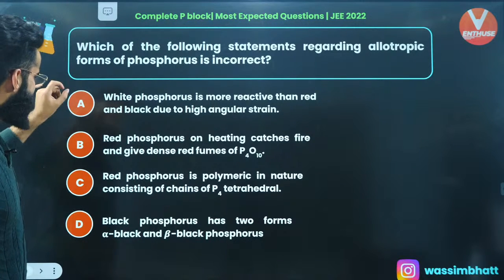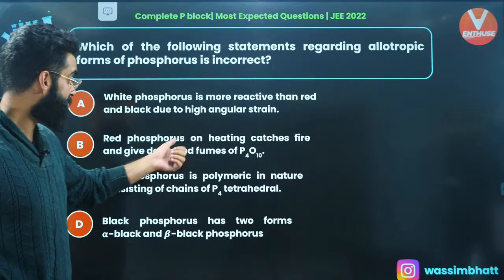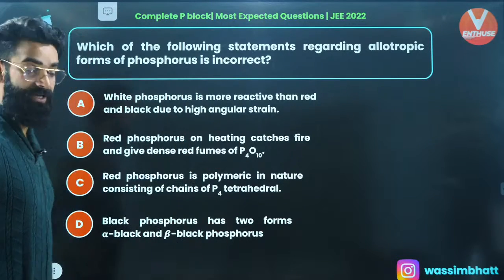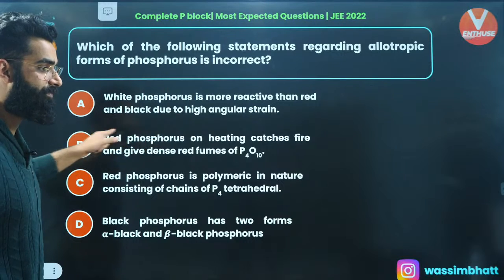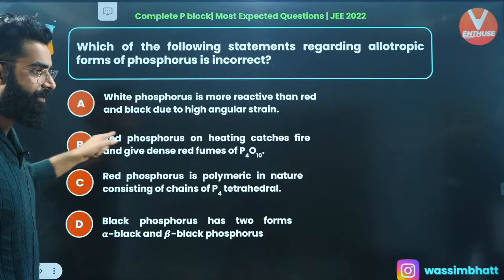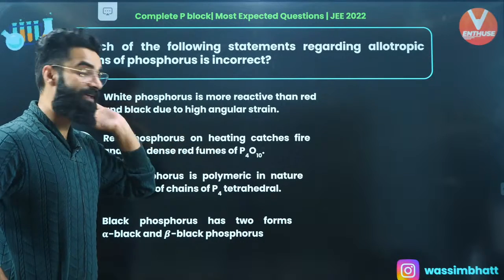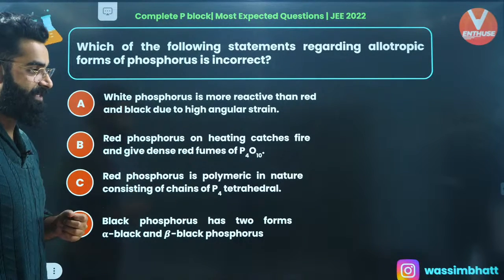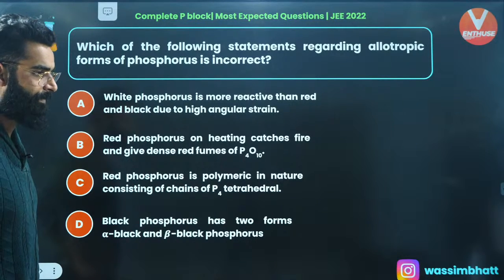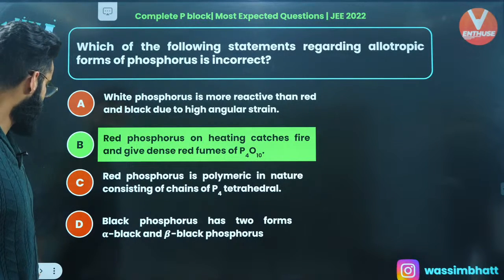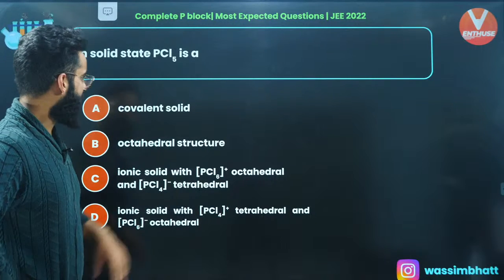See, option B says red phosphorus on heating catches fire and gives dense red fumes of P4O10. Is this right, people? It should not be red phosphorus here. It should be white phosphorus, right? White phosphorus on heating catches fire. It's not the red phosphorus. So option B is the incorrect one among all, right? Okay, it's option D. Again, a very common question.